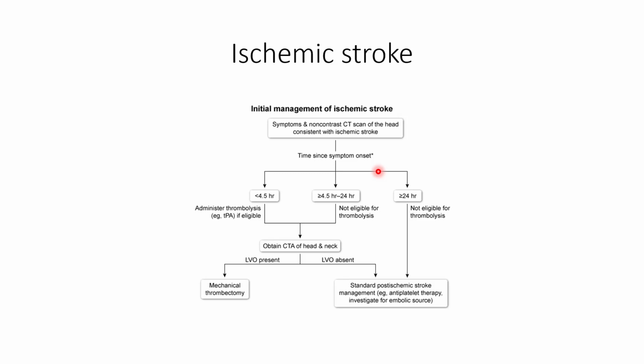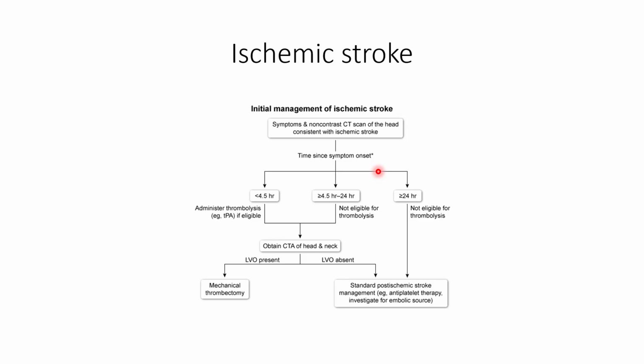If it is less than 4.5 hours, you can do thrombolysis by giving tPA. That means tissue plasminogen activator: alteplase, reteplase, tenecteplase. And if it is more than 4.5 hours up to 24 hours, then the patient is not eligible for thrombolysis.